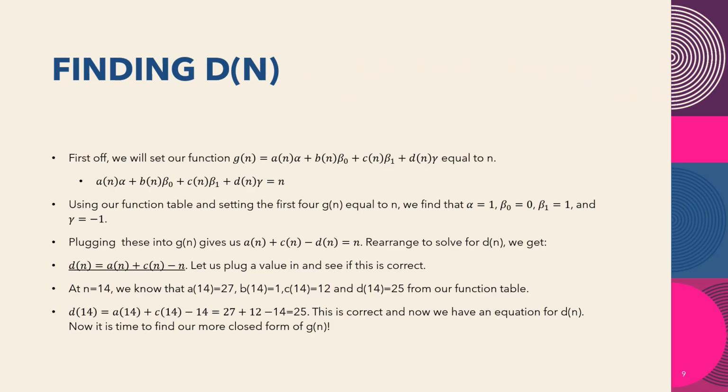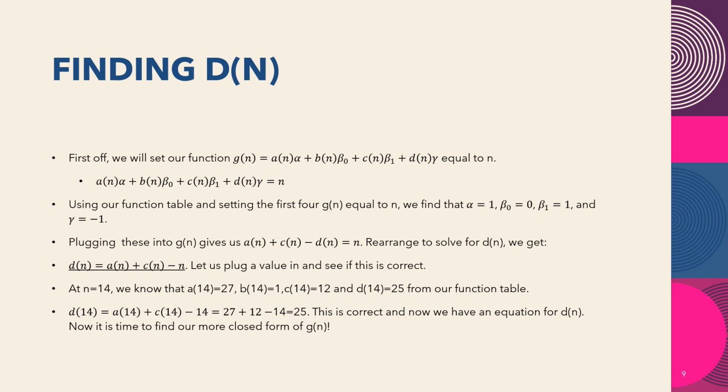Okay, so we're going to express G of n as A of n alpha plus B of n beta 0 plus C of n beta 1 plus D of n gamma, and we're going to set that equal to n. The next thing to do is define alpha, beta 0, beta 1, and gamma for G of n equals n, which you can do by going back to our function table and setting those values equal to n. From G of 1 through G of 4, you'll be able to solve that alpha equals 1, beta 0 equals 0, beta 1 equals 1, and gamma equals negative 1.